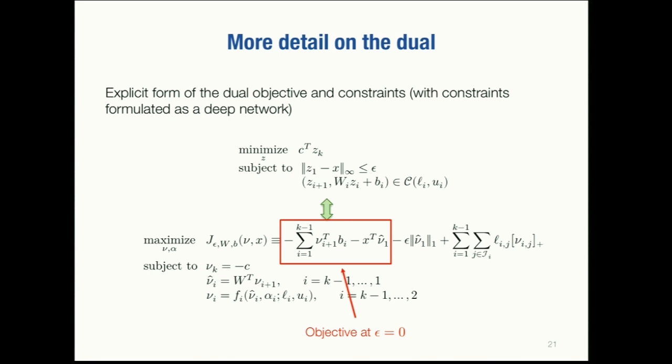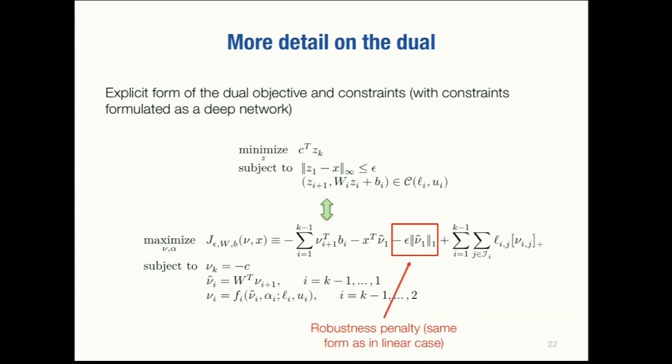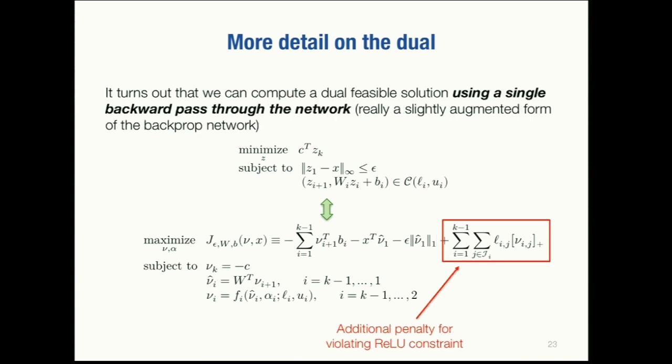This next term is exactly equivalent to the same robustness penalty we see in the linear case. So this is a dual norm of this term here, and this term here would be the parameters if you had a linear model. So you're going to pay this quantity here as well, always. And this last one here is precisely an extra penalty you pay when you violate the ReLU constraint on this set here. So basically, this part is just the same as the linear model, and this part here is a penalty you pay for looseness in the approximation.